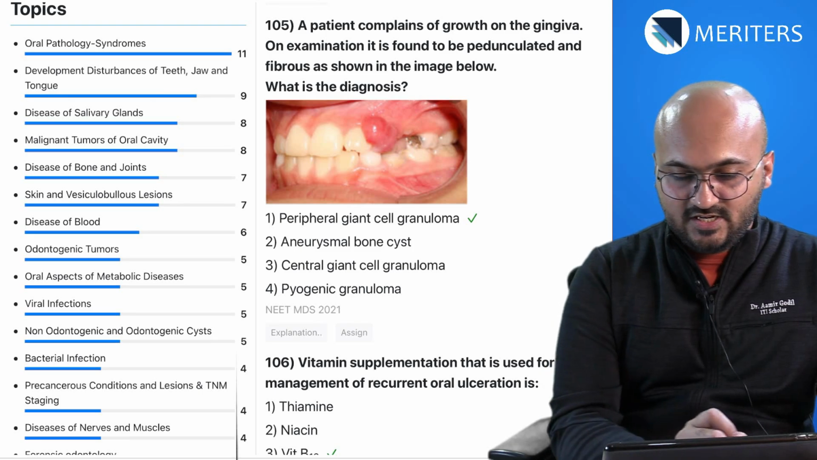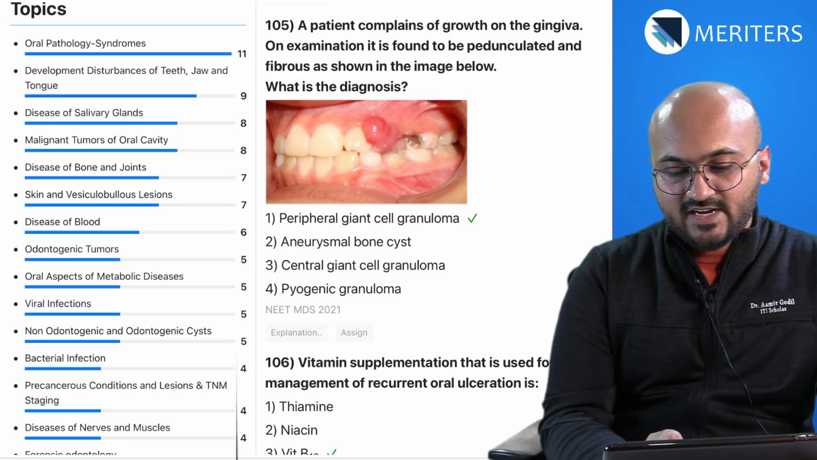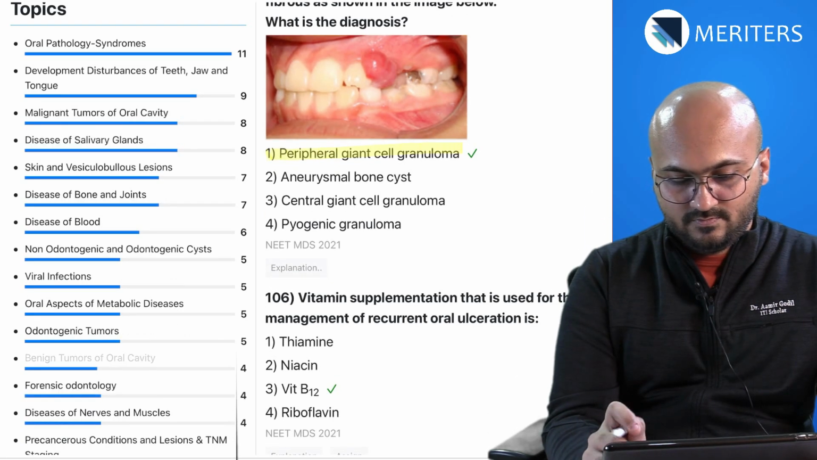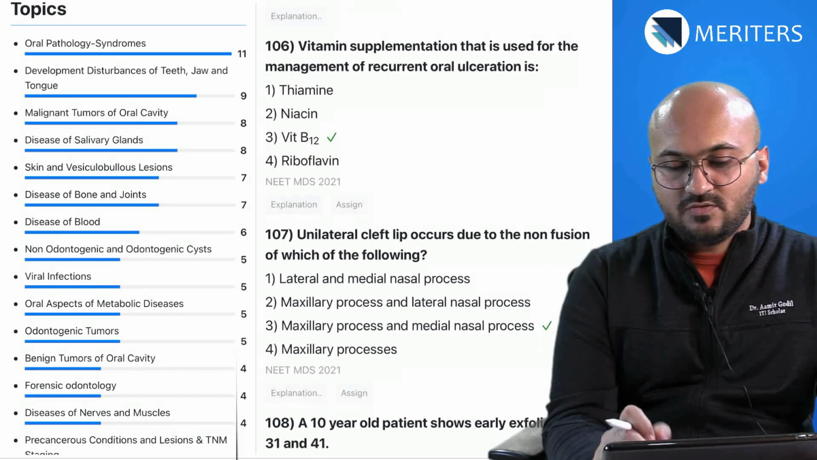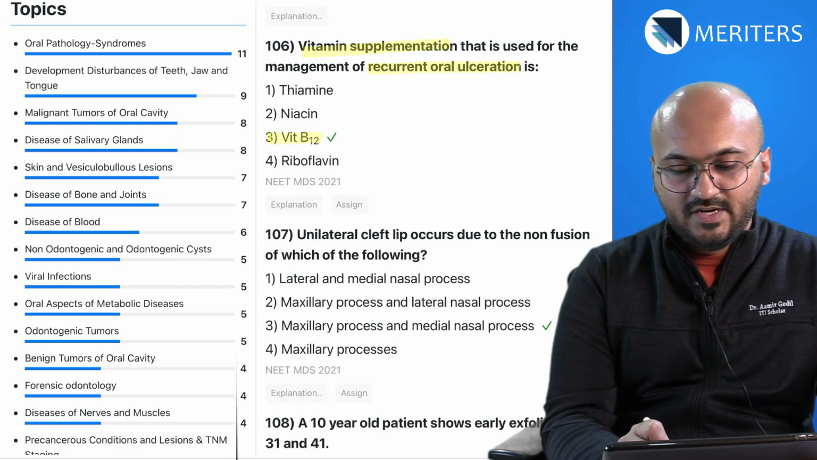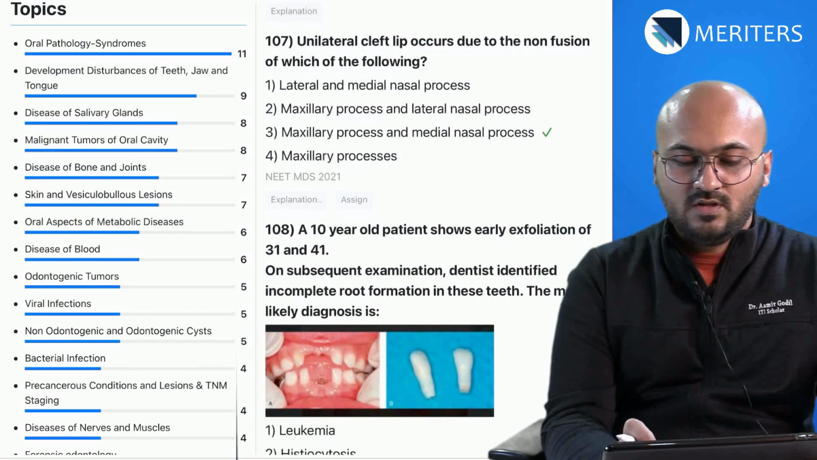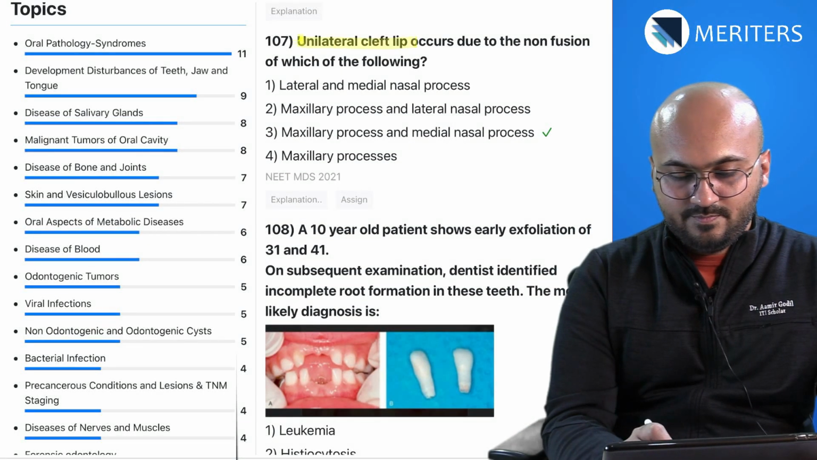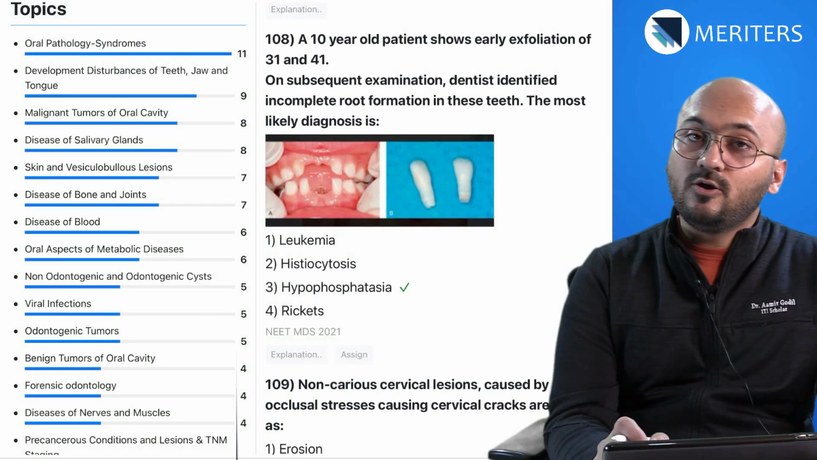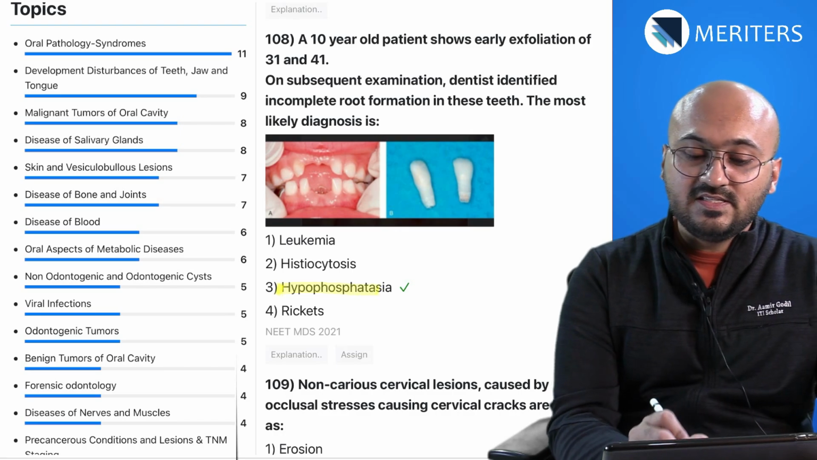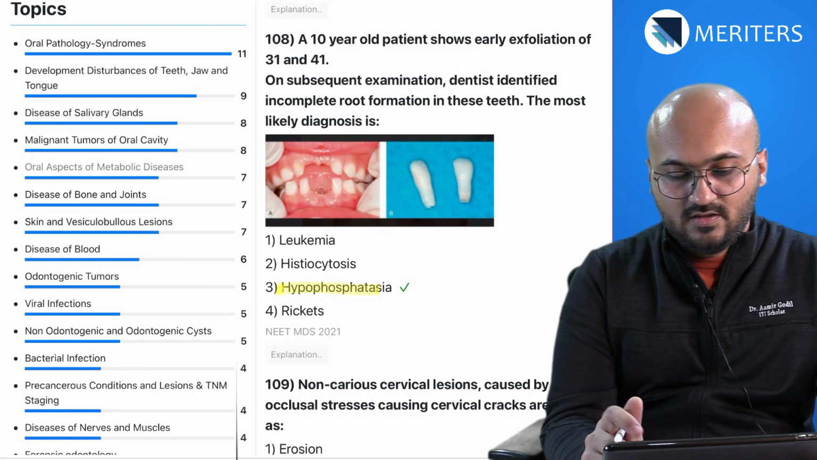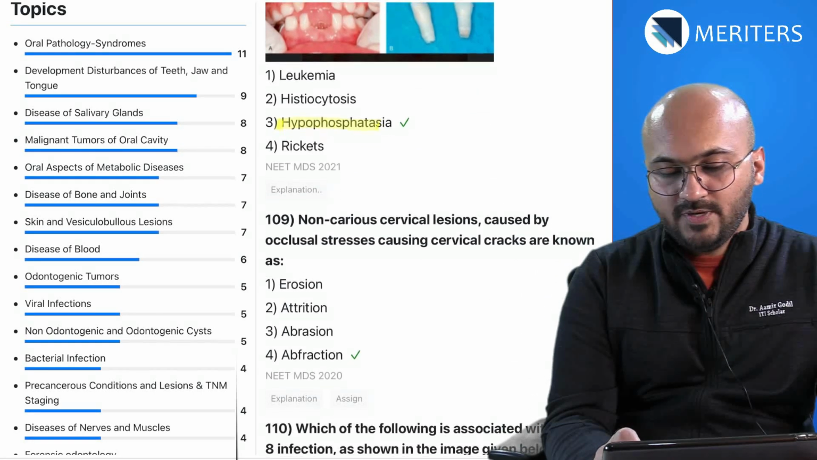Okay, next question is peripheral giant cell granuloma clinical image. And the next question is vitamin supplementation that is used for management of recurrent oral ulcers. B12 is used. And a question of unilateral cleft lip, embryology. Then again a question on hypophosphatasia. The same patient, clinical image is provided. Earlier the description was provided, right? Incomplete root formation.